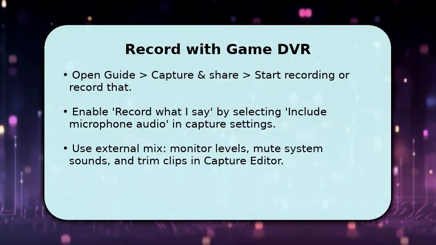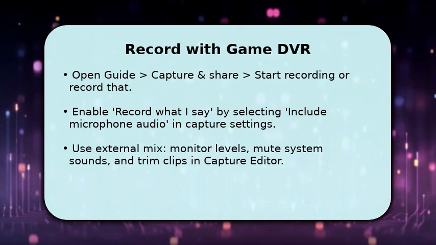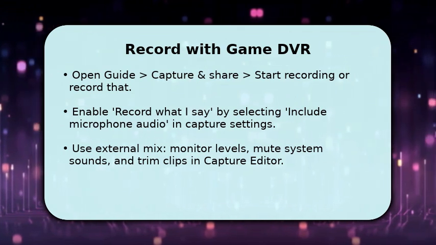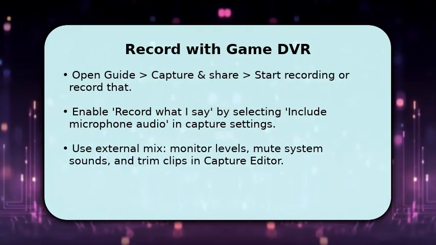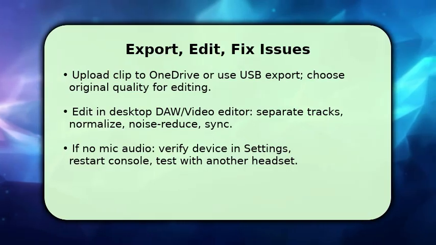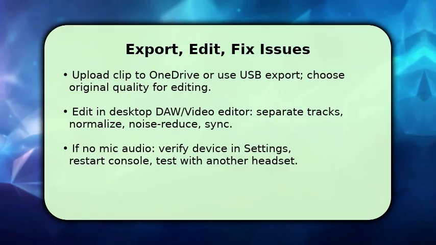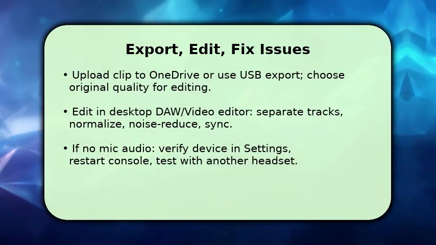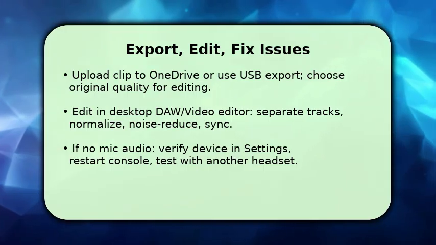Once finished, check the capture editor to trim unwanted parts and confirm microphone audio is present and synchronized with gameplay. Finish by exporting the clip to OneDrive or a USB drive at original quality so you can edit on PC. In your video editor or DAW, separate the game and mic tracks, normalize levels, apply noise reduction, and realign any drift. This improves clarity and sync.